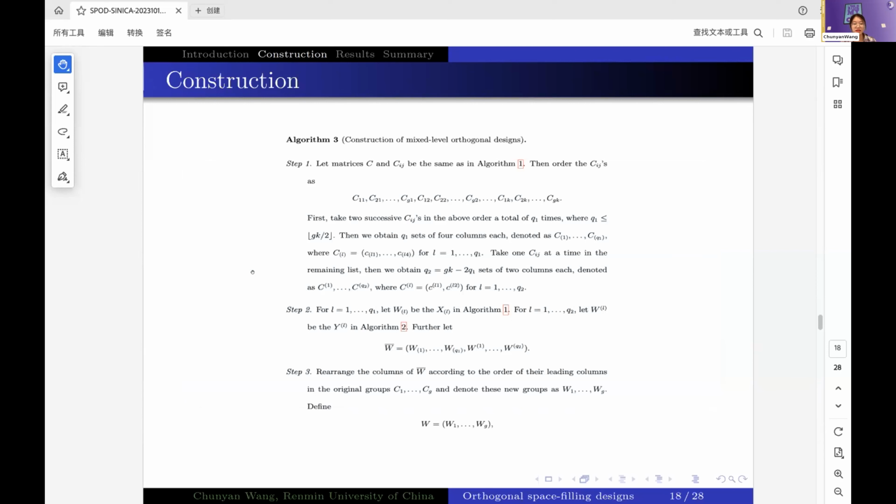Here is the last, algorithm 3. In algorithms 1 and 2, we construct designs that are symmetric. That means each column has the same number of levels. But in algorithm 3, we construct designs that are mixed levels. In other words, the different columns of the resulting design from this algorithm can have different numbers of levels.